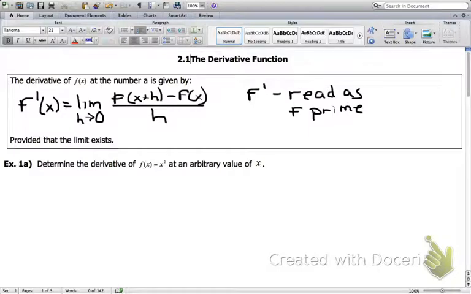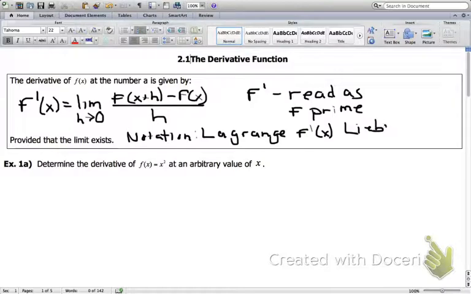And just to discuss a couple different notations. There's two notations that we will be looking at very rarely. We have the Lagrange, which is just our f prime of x, and we have our Leibniz, which is dy over dx. Now these are both taking the derivative of a function.